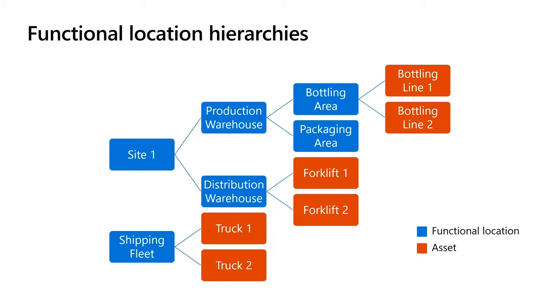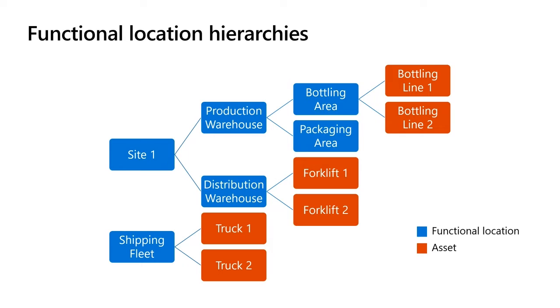The red boxes are the assets. So under the bottling area, we've installed the bottling lines. In the distribution warehouse, we've installed the forklifts, and in the shipping fleet, we've installed the trucks. So this is just to illustrate the example that functional locations can be in a hierarchy, and we can install assets at every level of the functional location hierarchy.